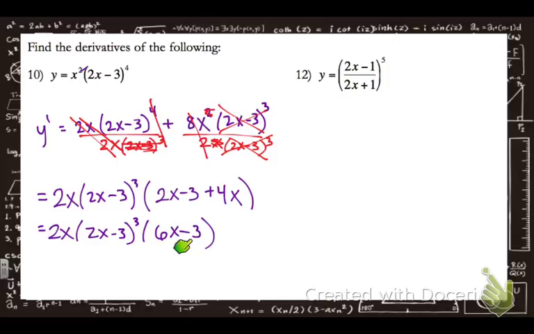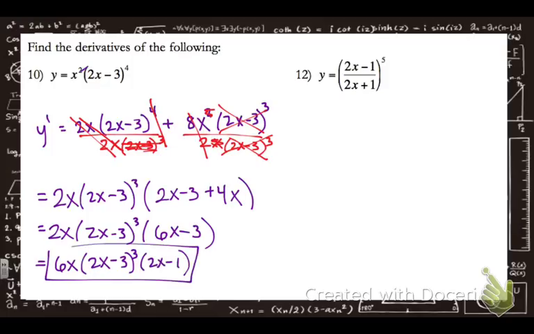So 6x minus 3 has another GCF of 3. If I pull out that GCF, I can move this 3 out front, so I would have 2 times 3 to be 6x times (2x minus 3) cubed, and then the 3 that I factored out of here would leave us with 2x minus 1. And that is as simple as it gets and as factored as it gets.